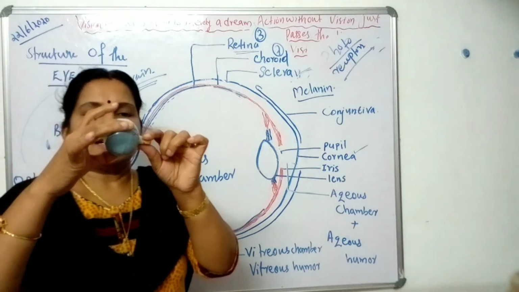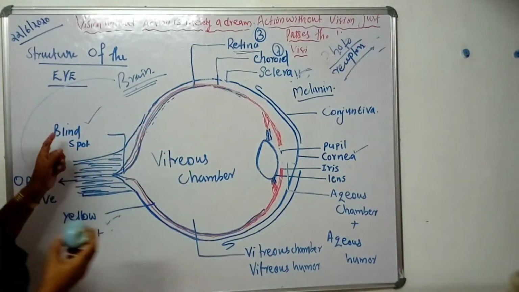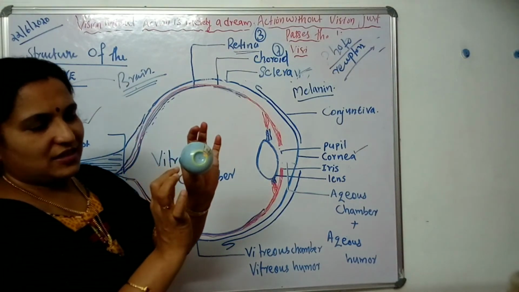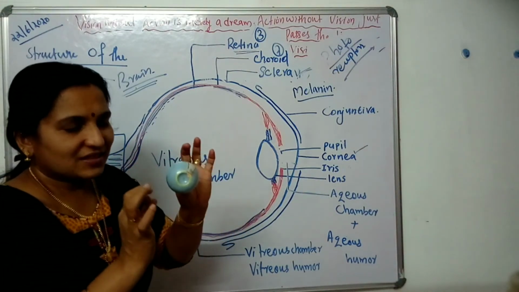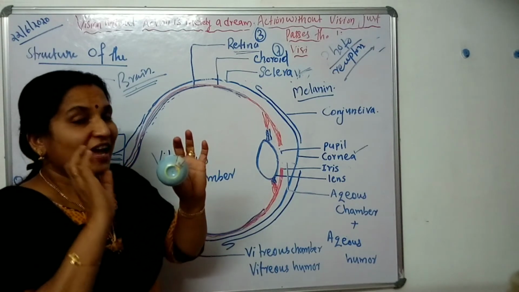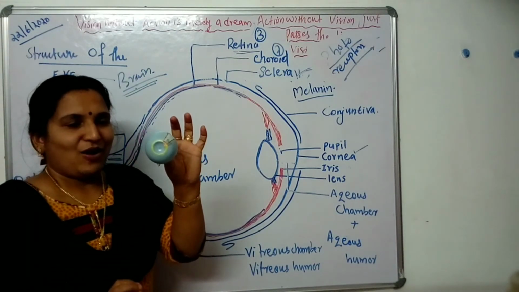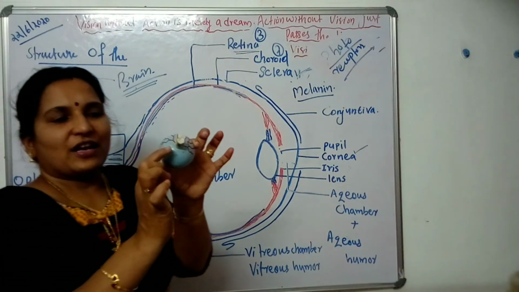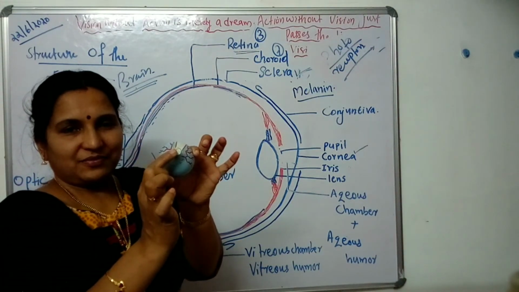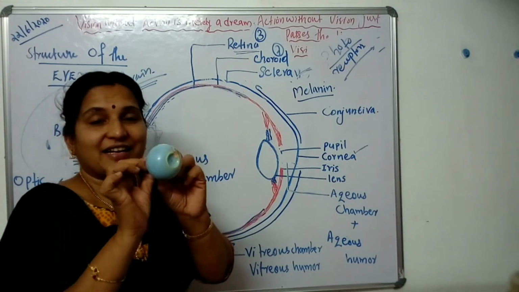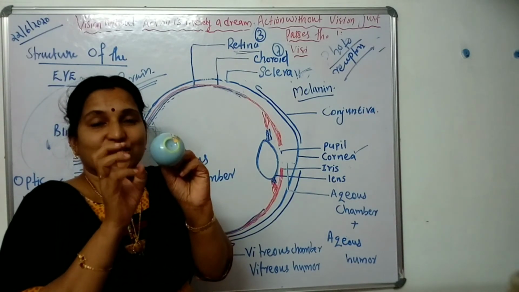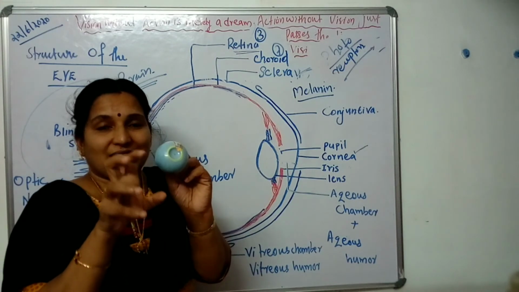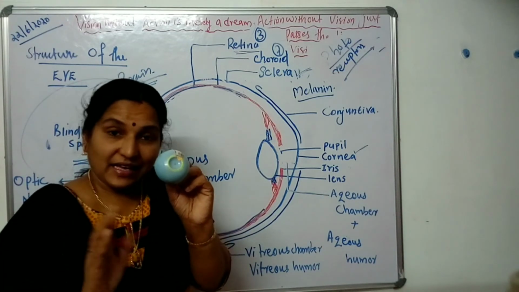Inside the retina we can see the blind spot as well as the yellow spot. All these are marked here, but you will not be able to see very clearly. Then the optic nerve, you can see here, this portion is known as the optic nerve. Then you will get a correct idea of the structure of the eyeball.